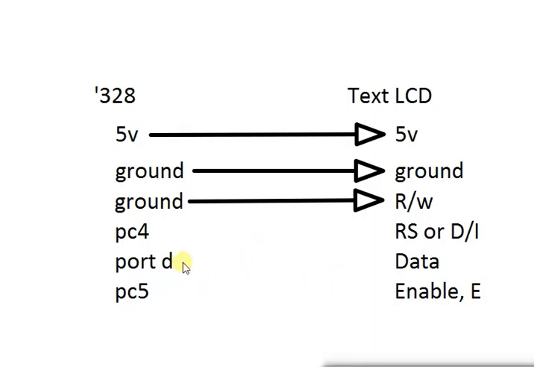Next, I'm going to send some data to the text screen. This data will be done in parallel, and I'm using 8 bits. So I'll need 8 wires to go from all of port D to the data input of the text screen. Now again, this will be 8 wires. It's a lot of wiring.